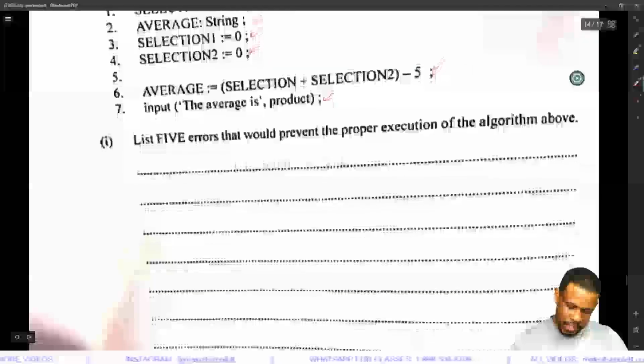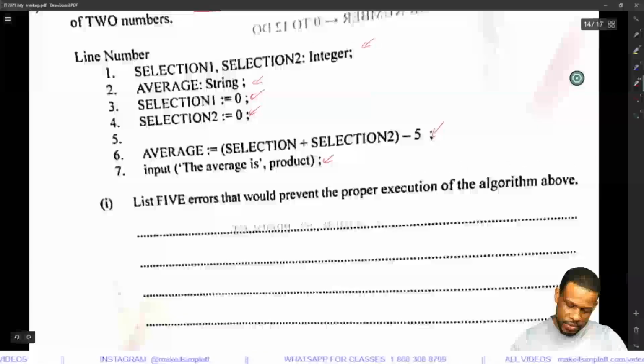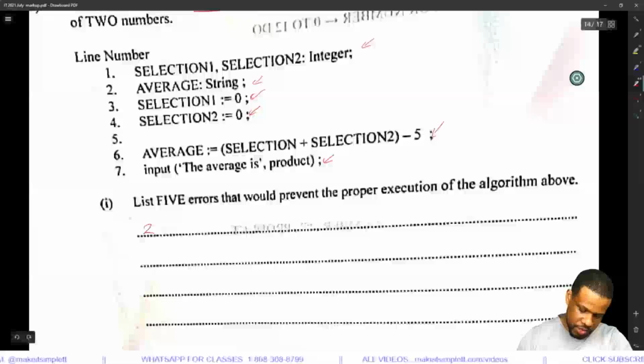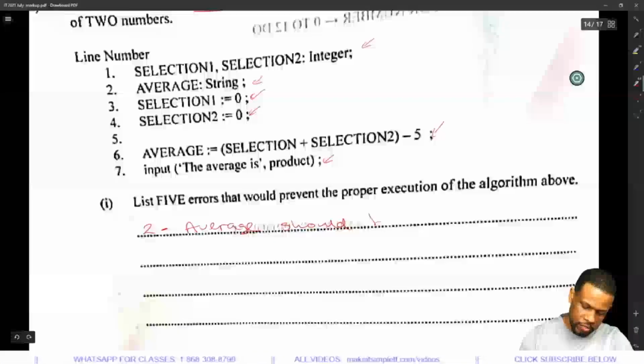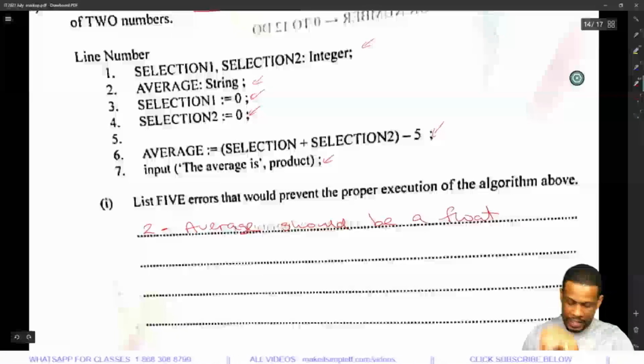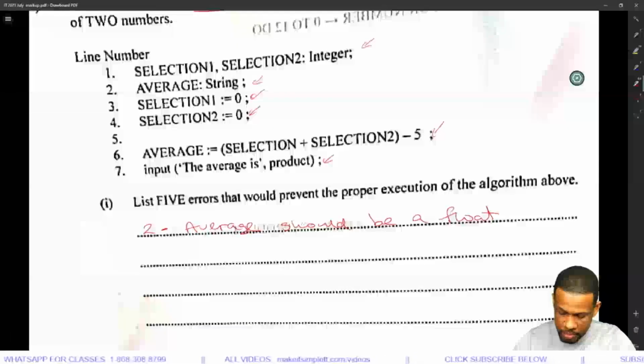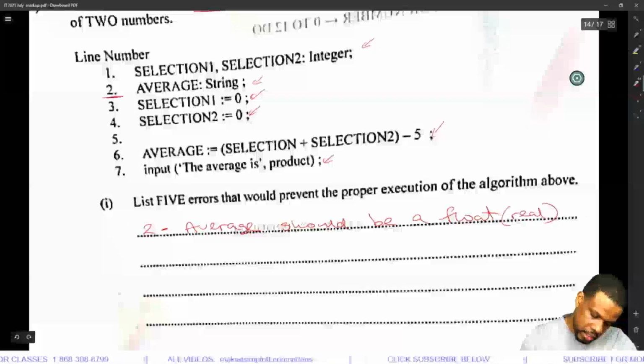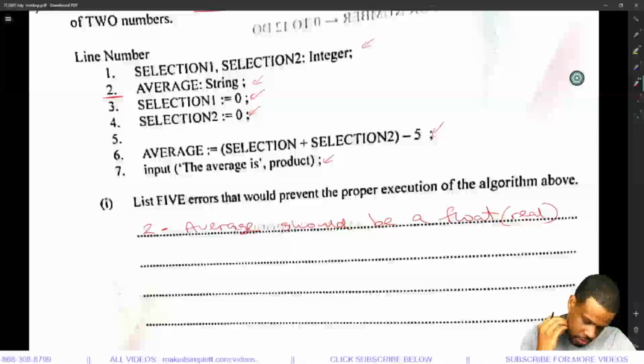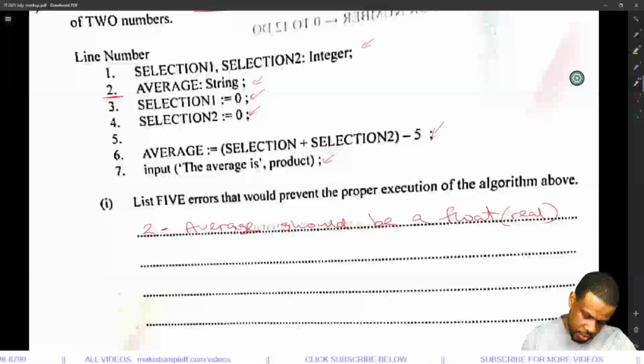Alright, list 5 errors that will prevent proper execution of the algorithm above. Line 2, average should be a float, because when you're doing an average, you're going to get decimals. So float will give it decimals. You can put float or real. So that's line 2, clearly. Lines 3 and 4, no problem. Selection 1, selection 2 would be 0.